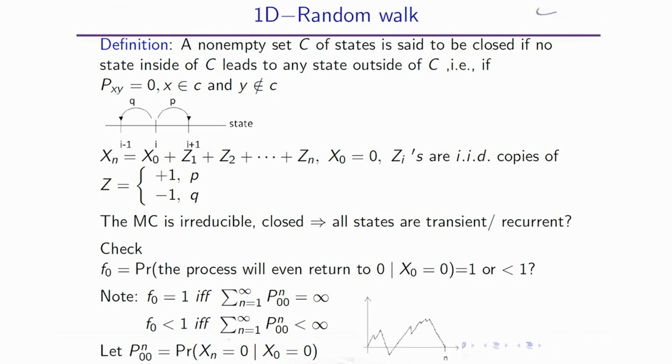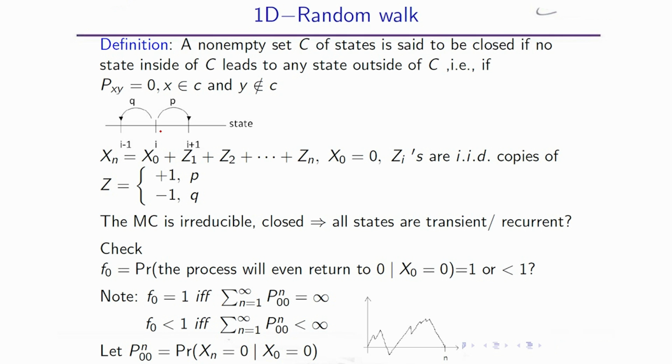1D random walk. We first present a definition of a so-called closed set. A non-empty set C of states is said to be closed if no state inside of C leads to any state outside of C, meaning Pxy is equal to 0 for x belonging to C and y not belonging to C. So Pxy is equal to 0, meaning x cannot go to y.